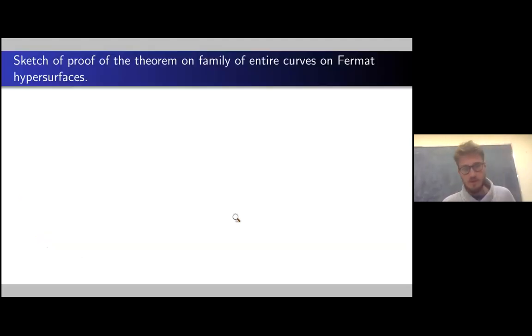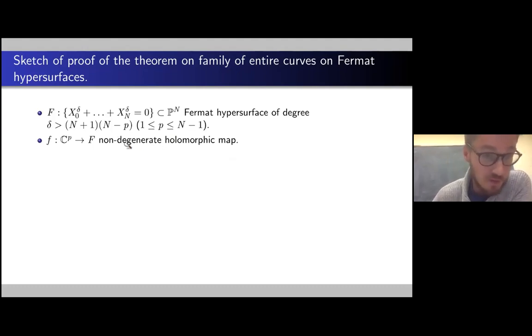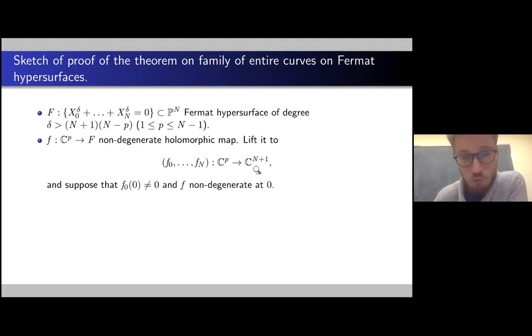Okay, so that being said, let us give a sketch of proof of the theorem at the beginning of the section. So we take F a Fermat hypersurface of degree delta strictly greater than n plus 1 times n minus p. And we take a non-degenerate holomorphic map from CP to the Fermat hypersurface. So we will lift it to C^(n+1) in the following fashion. And we will suppose, we can always do so, that F_0(0) is not equal to 0 and that F is non-degenerate at 0.